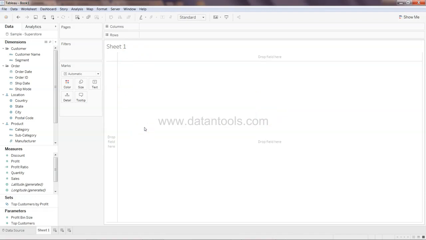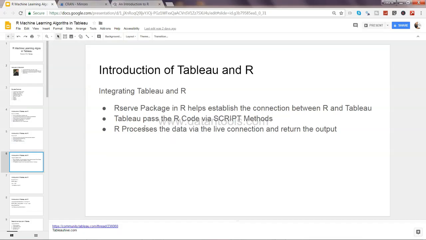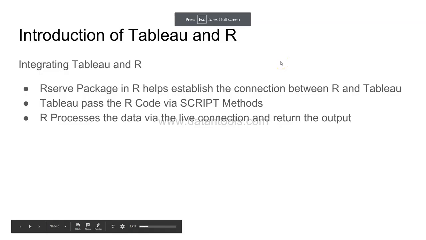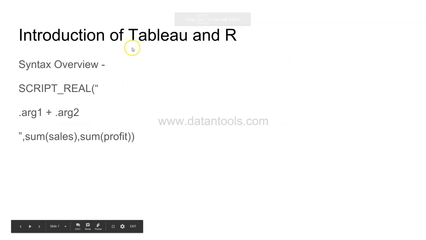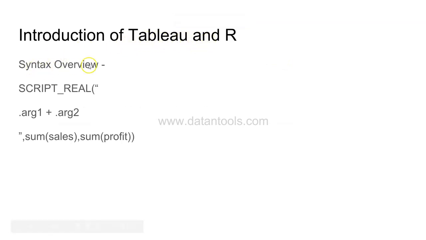So let me show you some of the syntax first. If I come back to my presentation and go into present mode, this is the introduction of Tableau in R and syntax overview. It has 4 different types of function. One of the functions we are going to use is SCRIPT_REAL, which returns a real value. Similarly, you have SCRIPT_BOOL, which returns a boolean value, true or false.